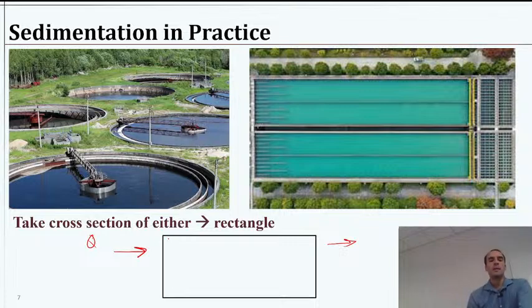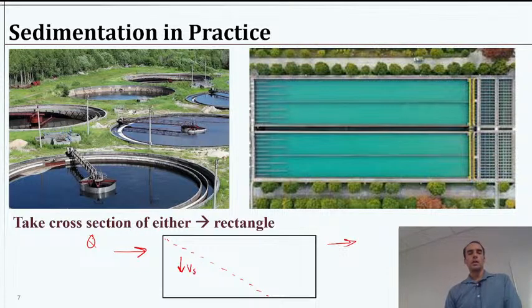So all we have to do is get a particle to reach the bottom before the water exits. So we have some velocity of water going through, and we have the particle velocity going down, right? So we have Vs for our particle, and the slowest particle that we can possibly remove is the one that follows the path that is diagonal through this rectangle.